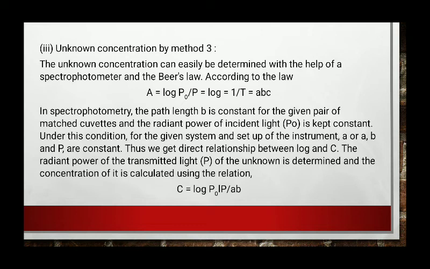With the help of an example, A is equal to log of P0 upon P, is equal to log of 1 upon T, is equal to abc. In spectrophotometry, the path length is constant for a given pair of matched Q.A.T. and the radiant power of incident light is kept constant. Under this condition for a given system and setup of the instrument, a and b and P0 are constant. Thus, we get a direct relation between log and C.